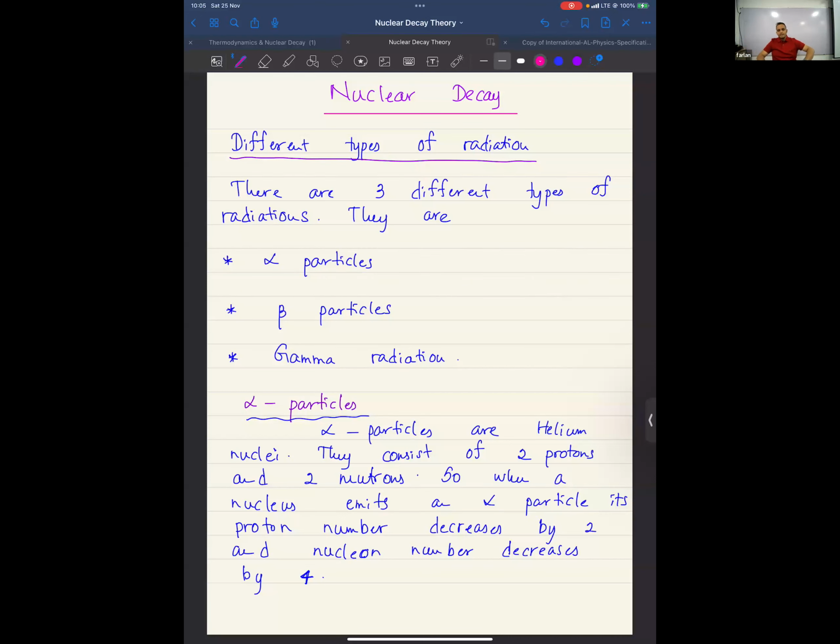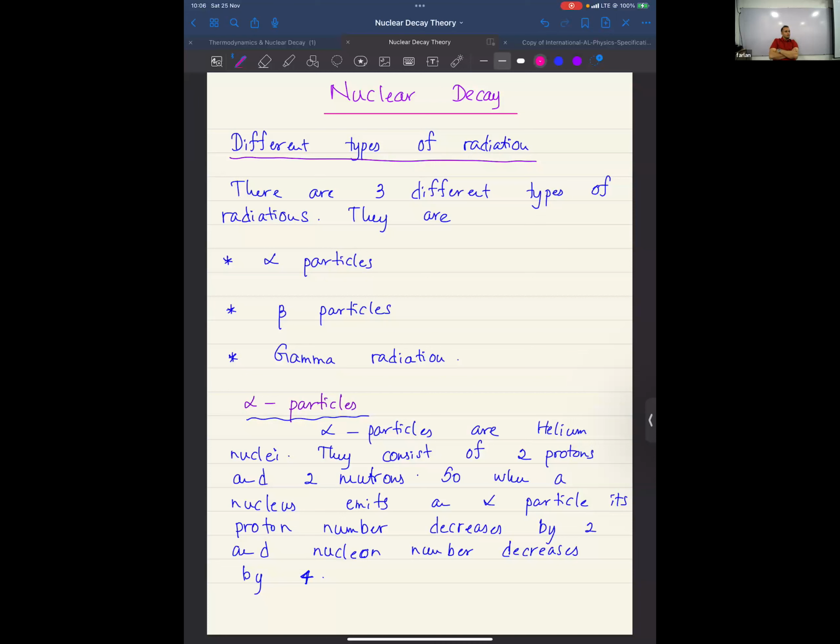Okay, fine. Anyway. So these are the three types of radiation. And what are alpha particles? An alpha particle is a helium nucleus. A helium nucleus consists of what and what? 2 protons and 2 neutrons. Correct. So an alpha particle is a particle which consists of 2 protons and 2 neutrons.